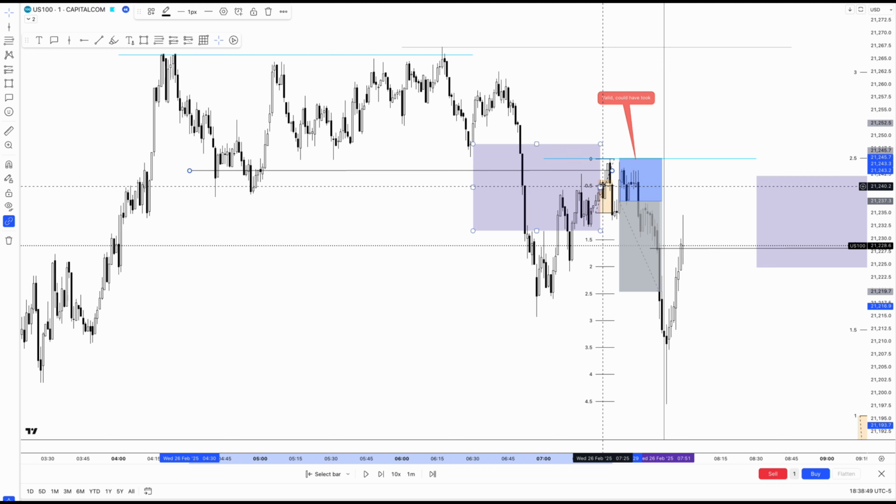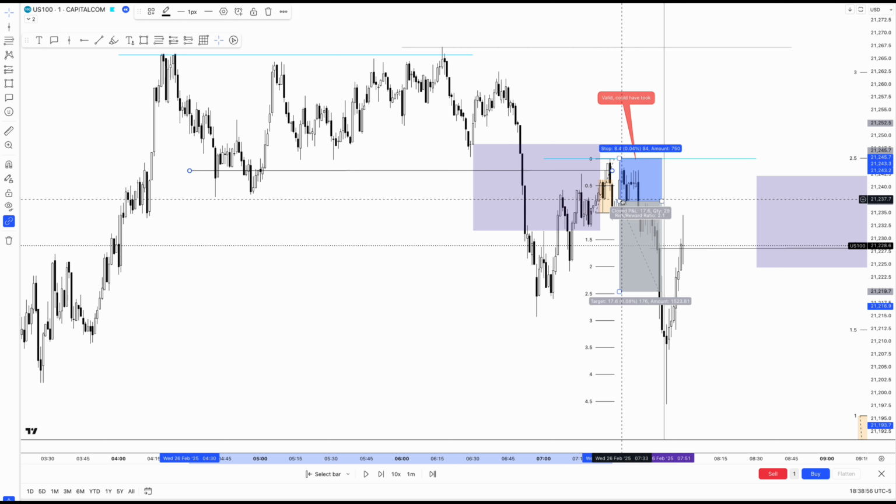It gave us slight accumulation here. You see a sweep of liquidity of all these highs, and then it broke to the downside, breaking this accumulation zone, left some imbalance, entered there, and it would have been a valid trade. It would have been pretty quick, like 15 to 20 minutes.